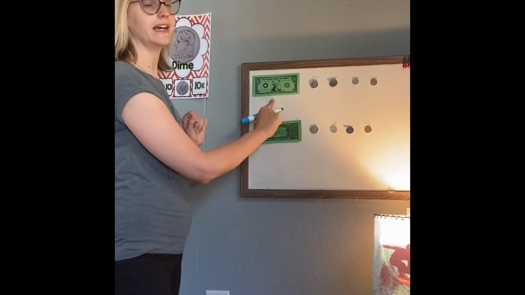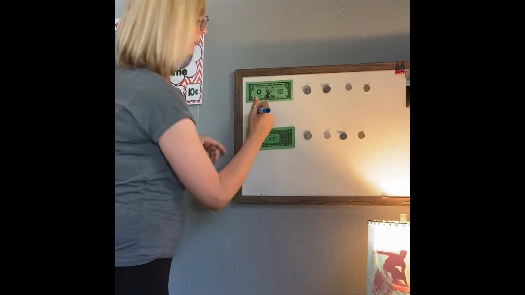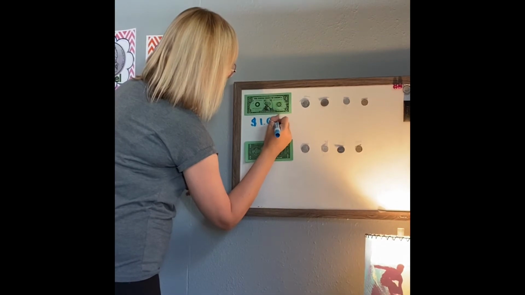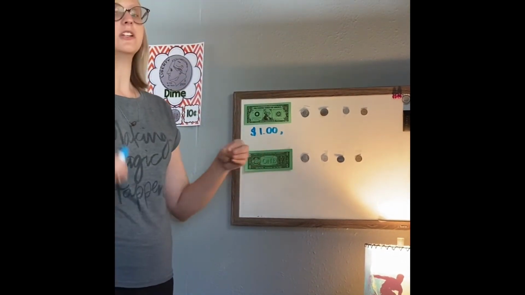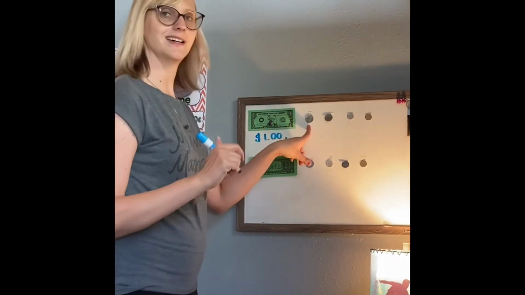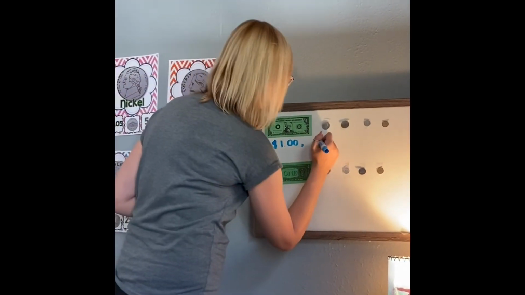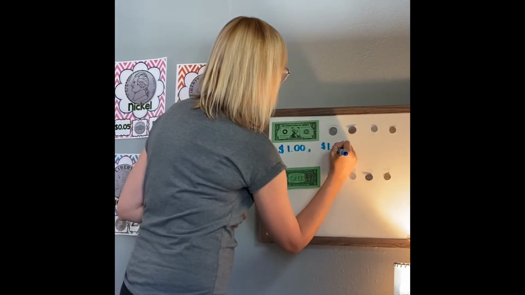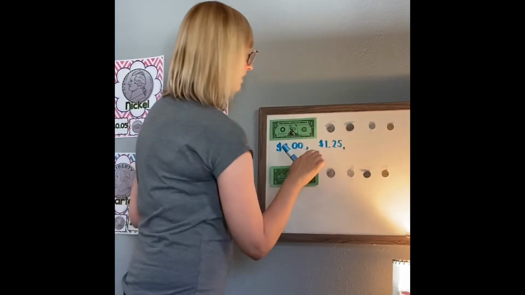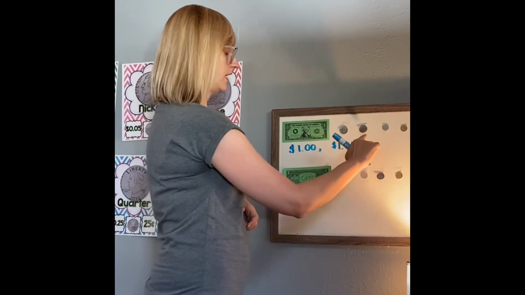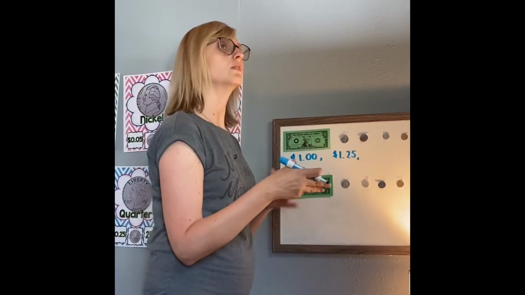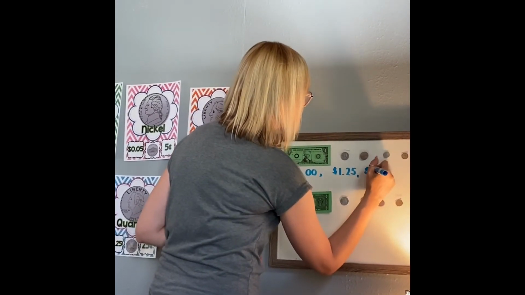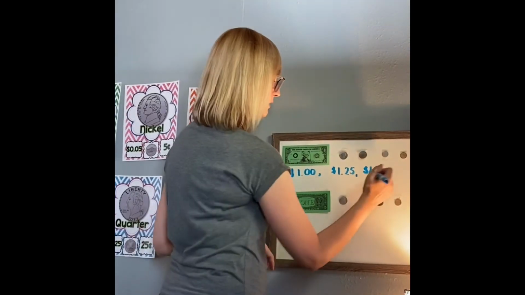Right here, I have my highest value first, so I'm going to start with $1. I'm going to make my comma to separate, and I'm going to keep counting, just like we've been doing with our coins. We see I have a quarter here, so now I have $1.25 with my decimal point, my 2, and my 5. Now I'm adding another quarter. We know 2 quarters together is 50 cents. So I'm going to put my dollar sign, my 1, my decimal point, 50.